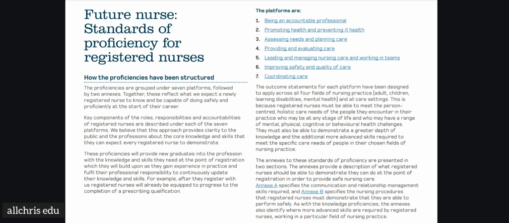Number 5 platform is leading and managing nursing care and working in teams. We should be able to work in any setting, whether autonomously or in a group or a team. Number 6 is improving safety and quality of care. Whatever care we give, it should be quality. It should be proper. We should be able to improve the safety.